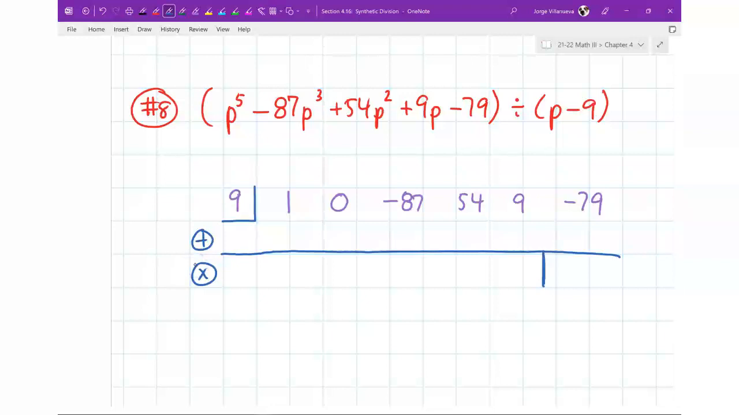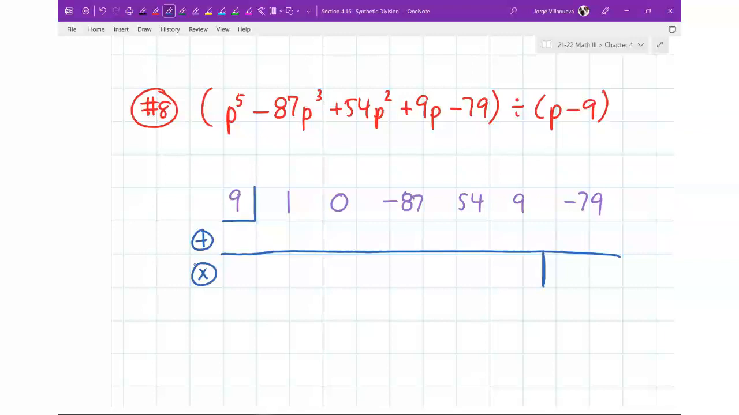Yeah, there's no 4th power coefficient, right? Right, there's a p to the 5th, and a p to the 3rd, a p to the 2nd, a p to the 1st, but there's no p to the 4th. P to the 4th would be stuck between p to the 5th and p to the 3rd, right? The coefficients of 1 and negative 87. So I gotta fill it in with the missing part. So since there is no p to the 4th, I have to put a 0 in its place.